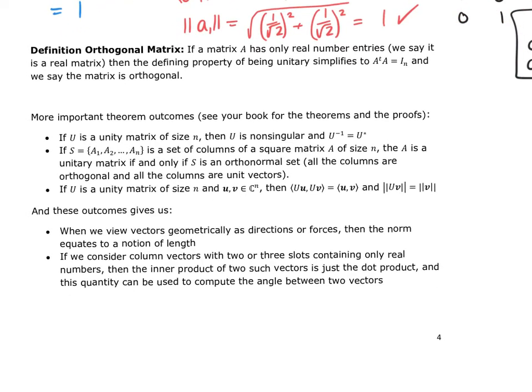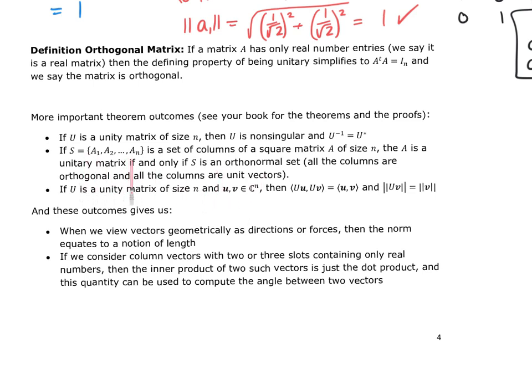Here are some important outcomes from the section. If U is a unitary matrix of size n, U is non-singular, and the inverse of U is the adjoint. If I have a set of column vectors A1, A2 within a square matrix A of size n, then A is a unitary matrix if and only if the columns are orthogonal to each other.